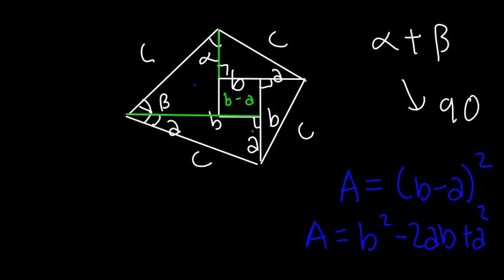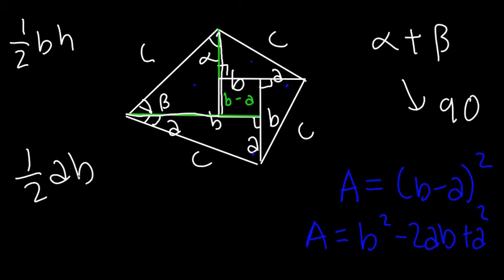And what are the areas of these four triangles? Well, we know that the area of a triangle is 1/2 times the base times the height. So if this part is the base and this is the height, that means that the area of each of these triangles, because they have the same side lengths, is equal to 1/2 a times b. And because we have four of these, we're going to multiply this by 4, which is 2ab.